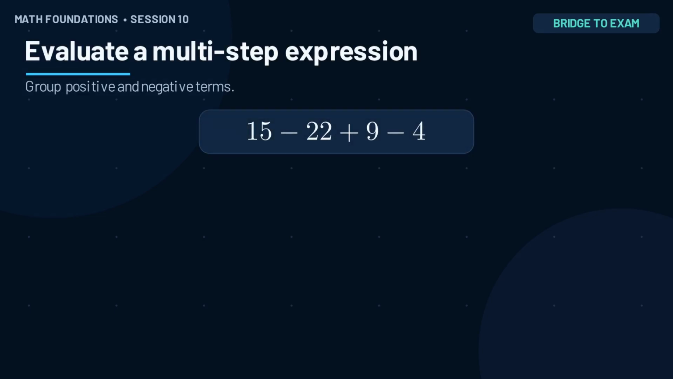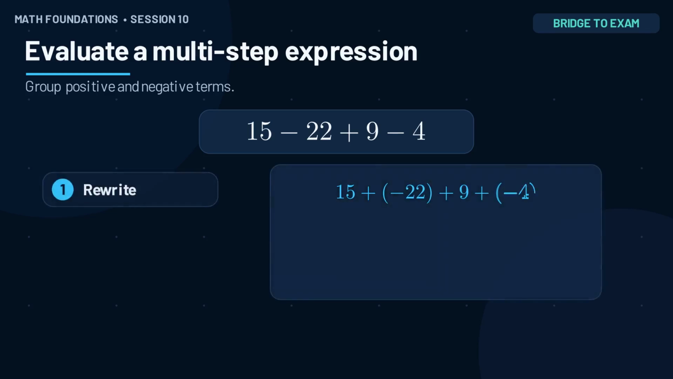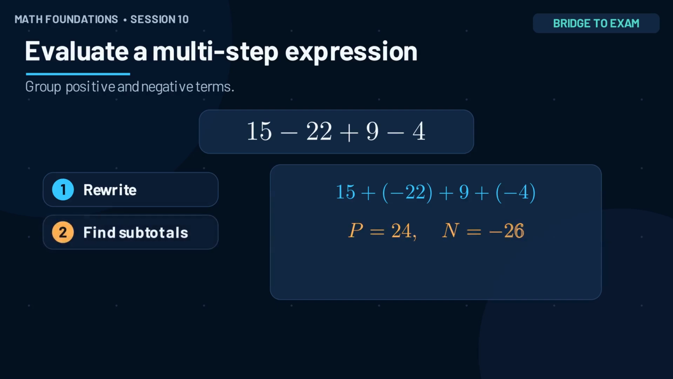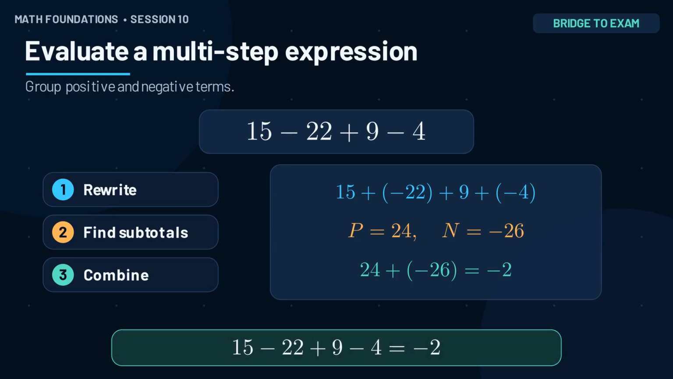Evaluate 15 minus 22 plus 9 minus 4. Step 1. Rewrite as 15 plus negative 22 plus 9 plus negative 4. Step 2. Group the positives. 15 plus 9 equals 24. Step 3. Group the negatives. Negative 22 plus negative 4 equals negative 26. Finally, combine 24 plus negative 26. The result is negative 2.